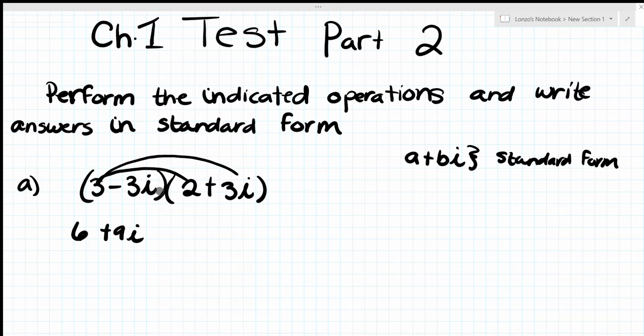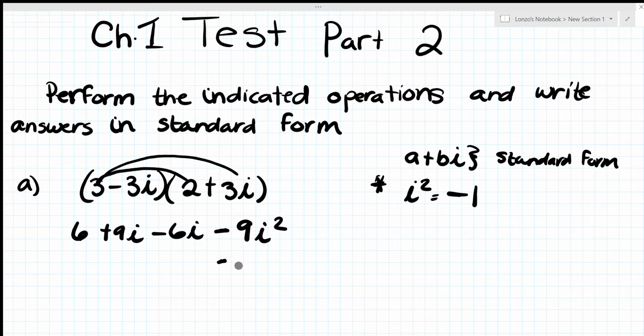3 times 3i is positive 9i. Negative 3i times 2 is negative 6i. And then negative 3i times positive 3i is negative 9i squared. And keep in mind, i squared is equivalent to negative 1. So remember that rule, because that will come in handy. Let's simplify. This is like saying negative 9 times i squared, and we said that i squared is negative 1, so it's negative 1.